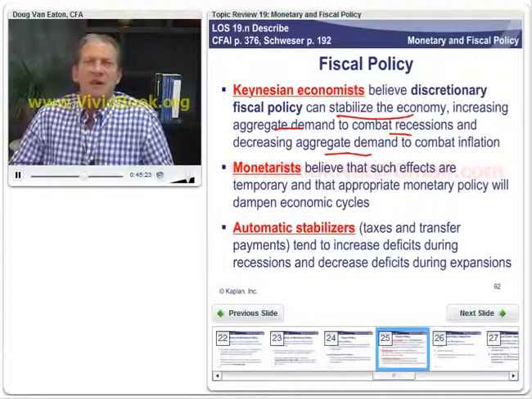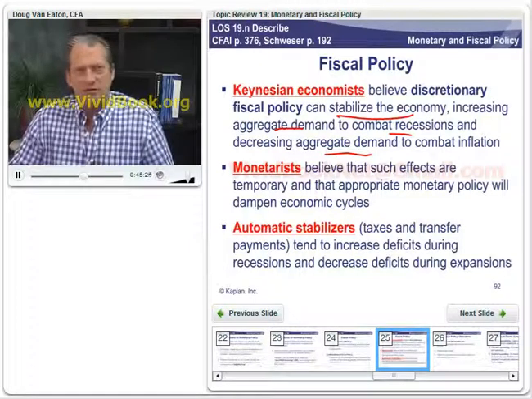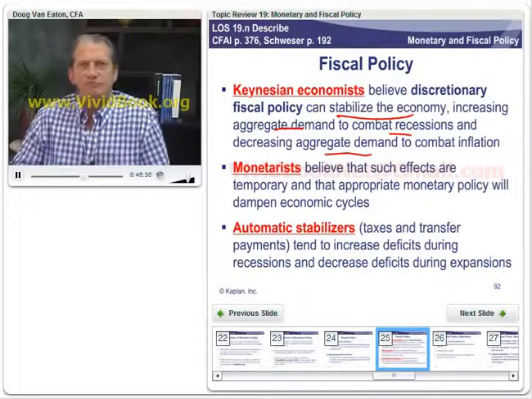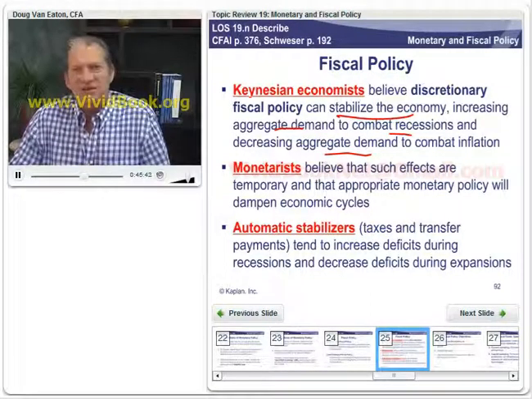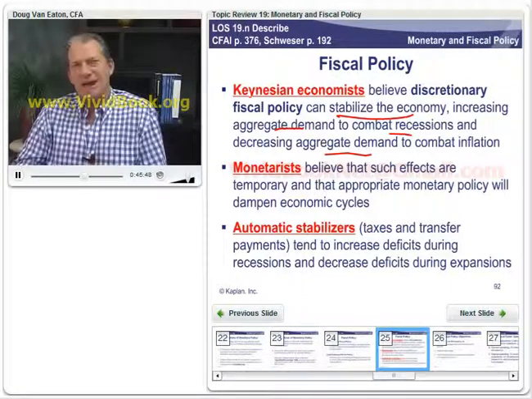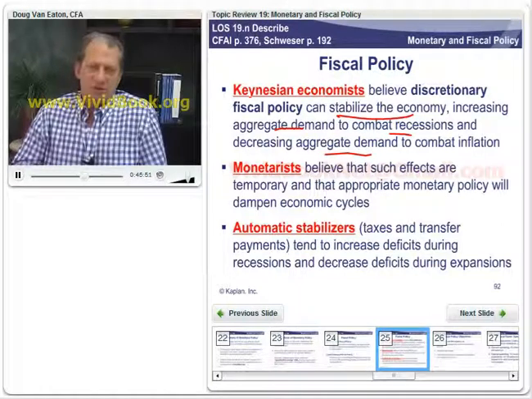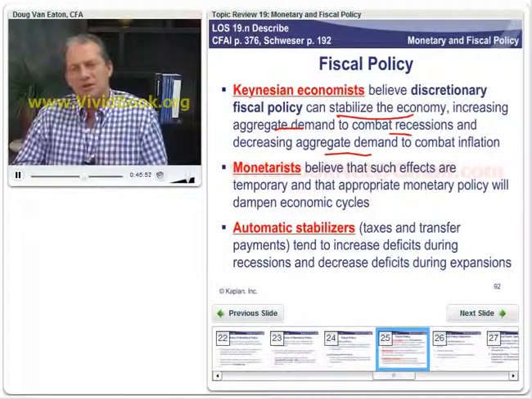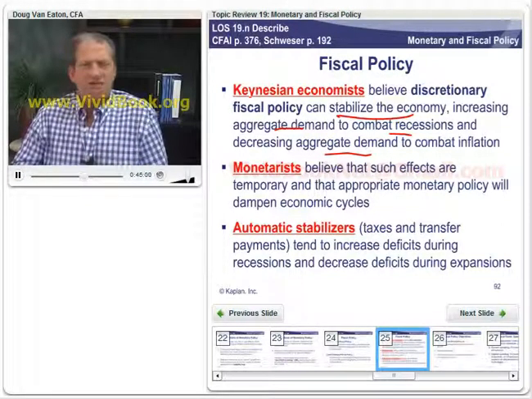Now, there are automatic counter-cyclical stabilizers. Taxes and transfer payments tend to increase deficits during recessions, decrease deficits during expansions. So, we're in an overheated economy. Think of unemployment insurance. When we're above full employment, payments for unemployment insurance are low. Nothing has to be enacted, nothing has to be changed. This is just the way it works.